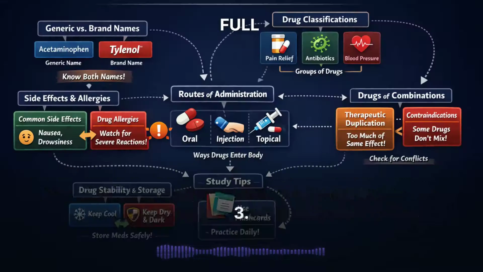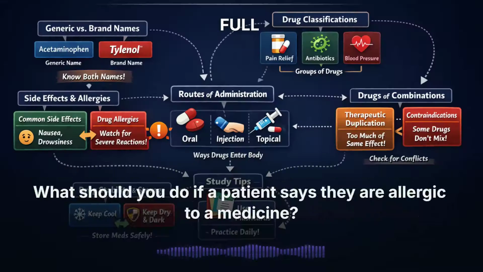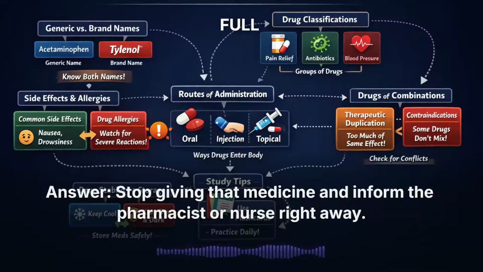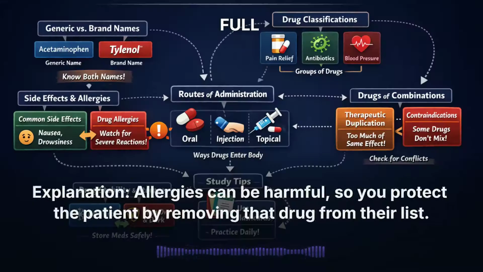3. What should you do if a patient says they are allergic to a medicine? Stop giving that medicine and inform the pharmacist or nurse right away. Allergies can be harmful, so you protect the patient by removing that drug from their list.